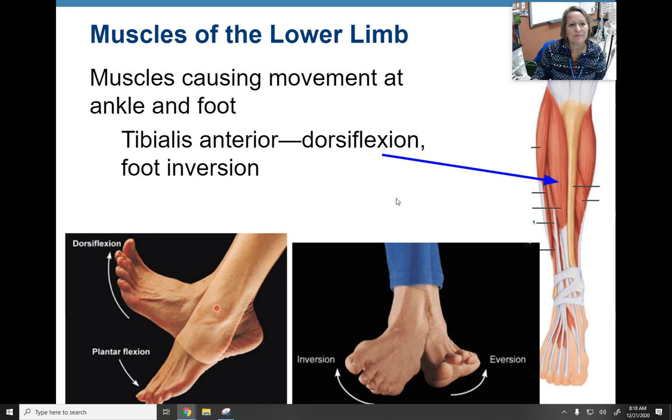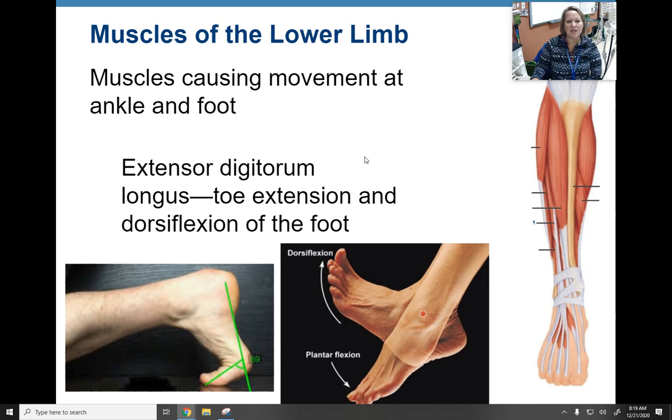The muscles that cause movement at the ankle and foot, the first one we're looking at is the tibialis anterior. From the name, you should know that it's attached to the tibia, and you should also know that it's on the front of your leg because of anterior. It's responsible for dorsiflexion. So when this muscle is shortening, it's going to pull on the tendons in your foot and bring your foot up. It's also involved in foot inversion. And so you can see the attachments here, and that would cause your foot to be able to invert.